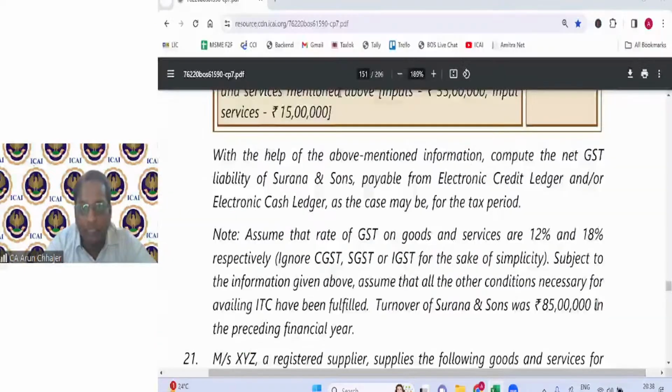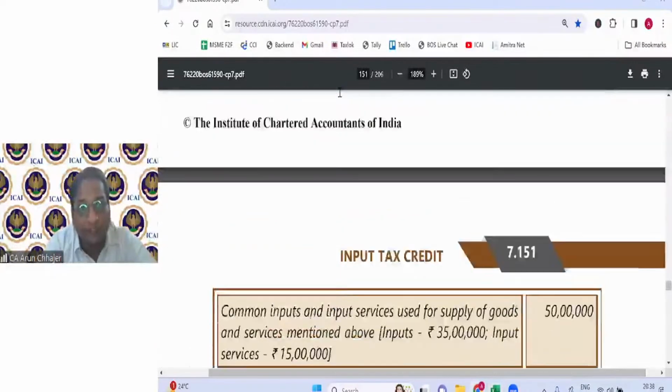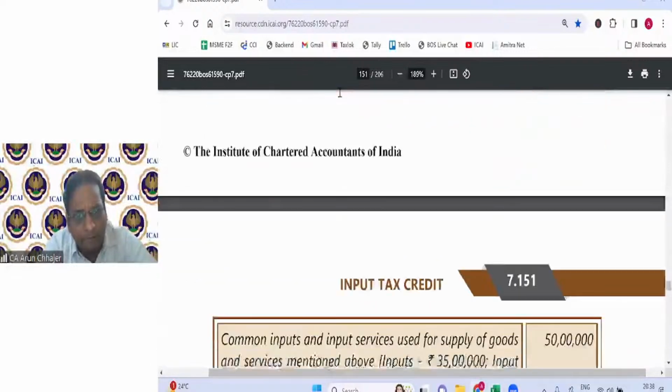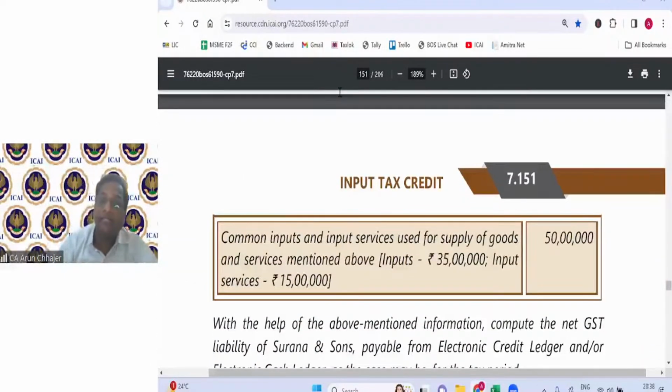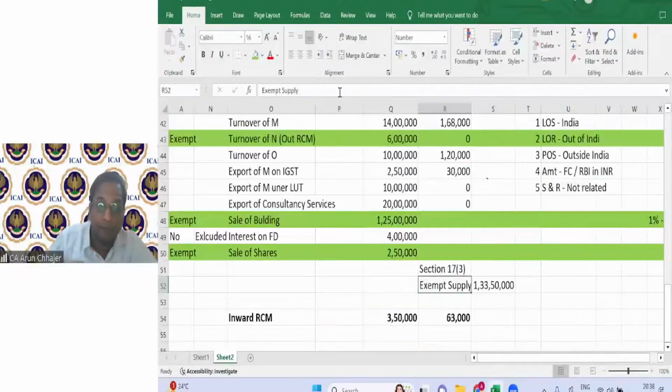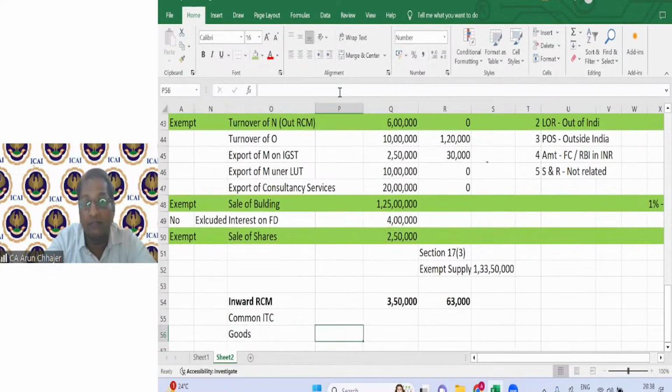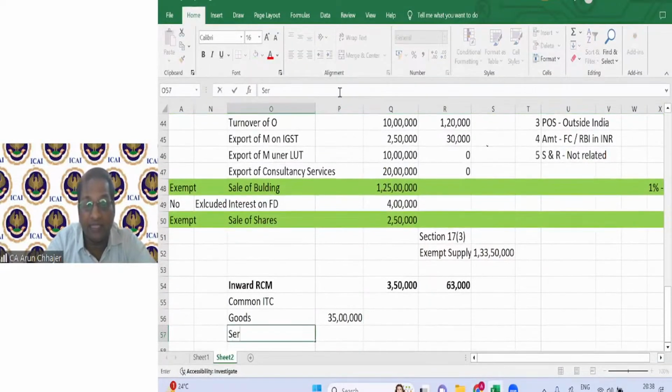Now let's move further. It further says common ITC. Here the beauty is common input and input service used for the supply of the goods and services mentioned above. How much is the common ITC? Common ITC goods कितने का है? 35 लाख का. एंड सर्विसेज कितने की है?